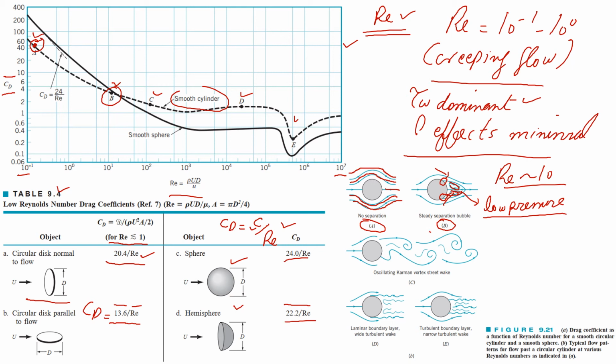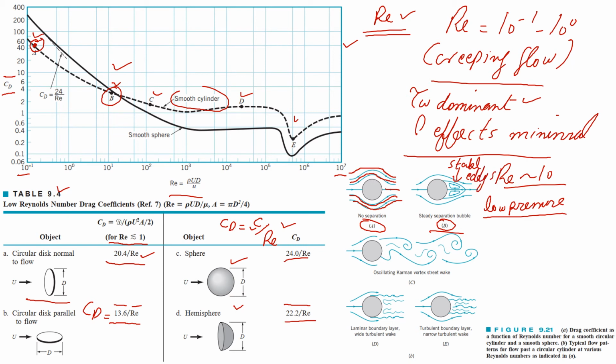So this is related to point B, where the Reynolds number is almost equal to 10, and you can also say that these are stable eddies that are being generated.